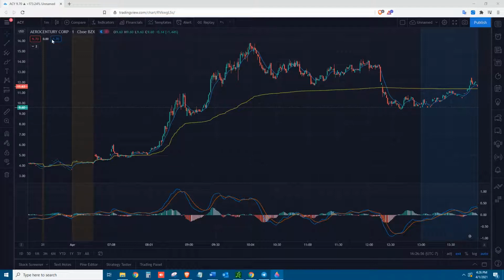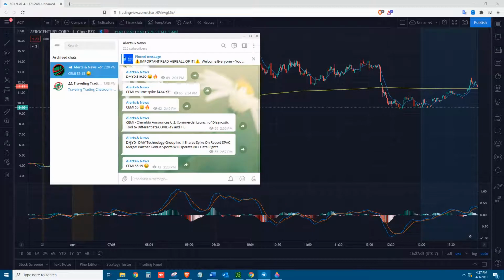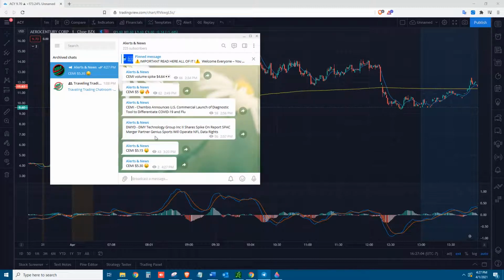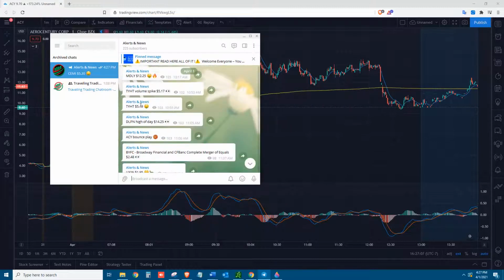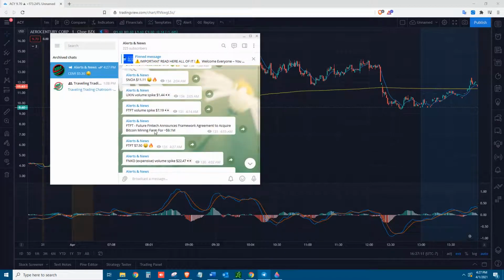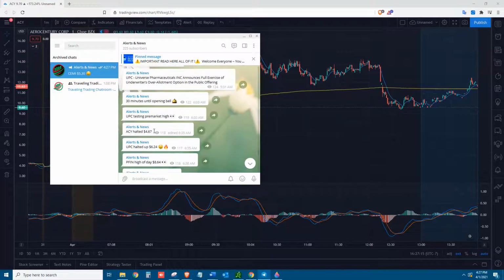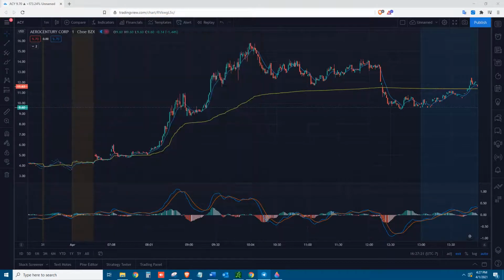So let's first start out. Let's cover the whole entire stock. Let's see what time it was alerted. Oh, sorry about that, guys. Alerts are still going off. It's still after hours. Let's go up to here. So ACY was alerted, I think when it came out with the halt. I believe that's when we got that first alert. Yeah, right here, 467.